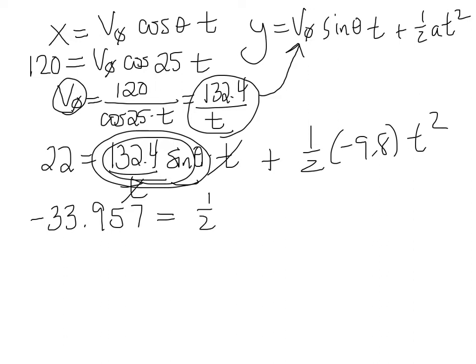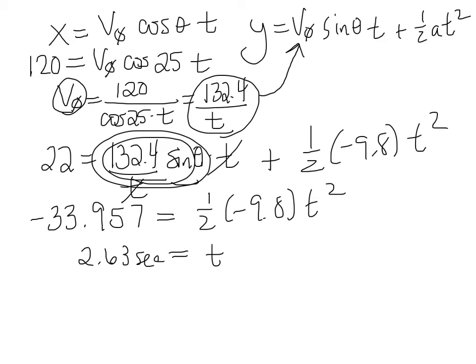And then on this side, I'll hit this. So the next thing I want to do is multiply both sides by 2 and divide both sides by negative 9.8, and then take the square root. And when you do that, you should get time is equal to 2.63 seconds. So please verify that for yourself. There's nothing like experience in doing that.